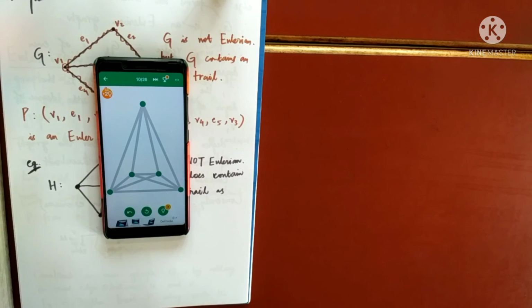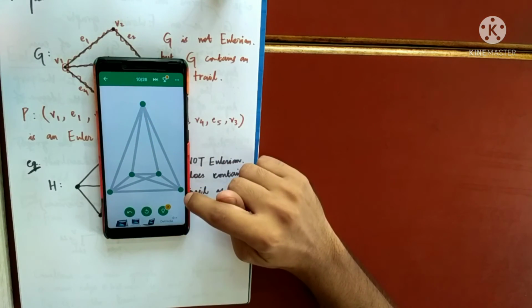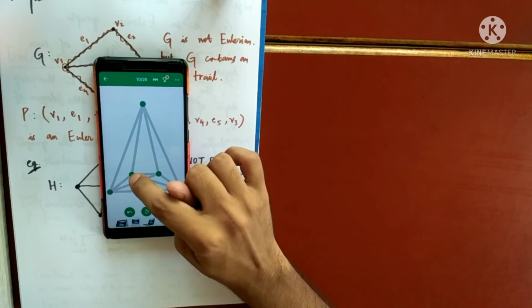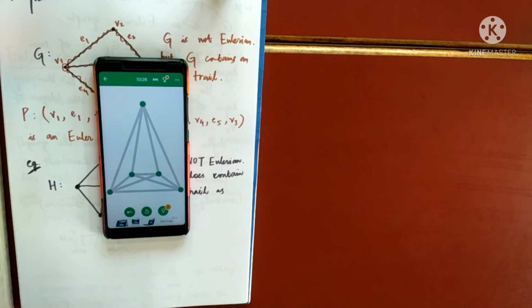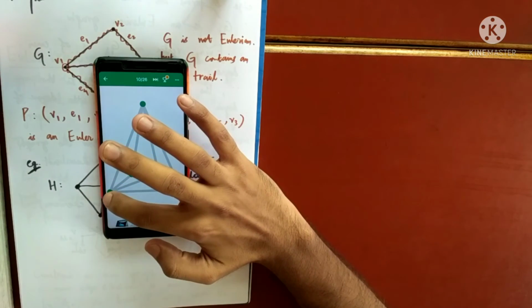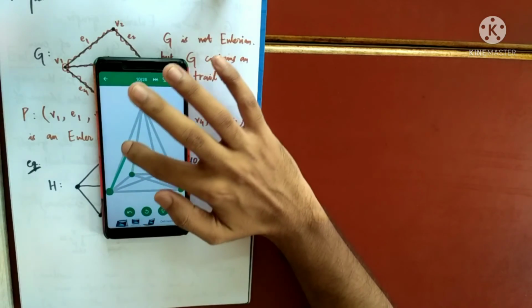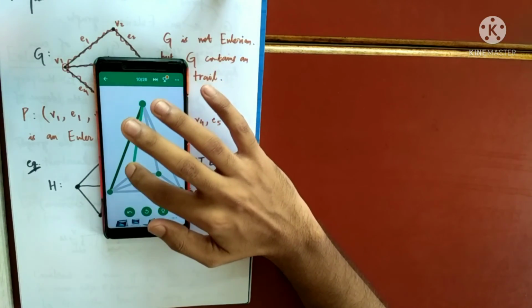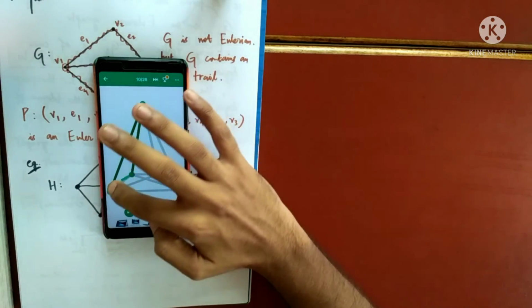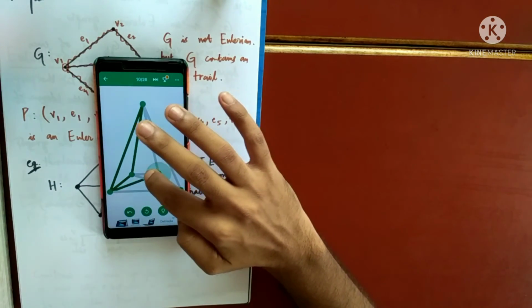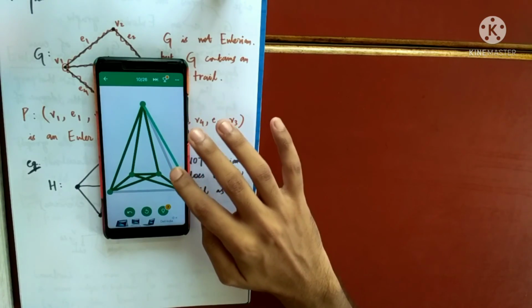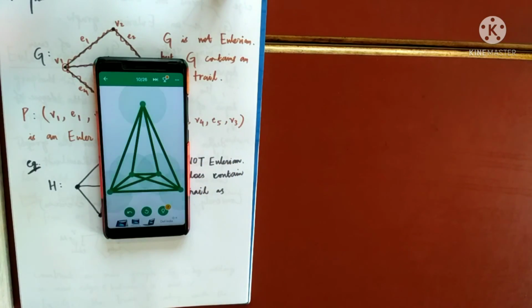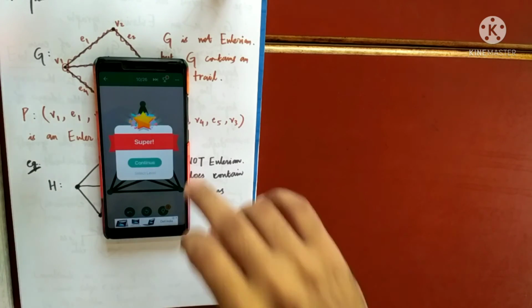Okay, so let's see, degree is 4, degree is 4, degree is 4, degree is 4, degree is 4. That means this graph is an Eulerian graph. I can find an Euler circuit. Let's see whether I am able to find an Euler circuit or not. Definitely I am able to find. I'm not able to go back. Yes, I can find an Euler circuit. Now they will give an ad, which is very bad.